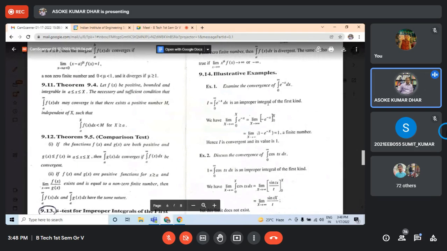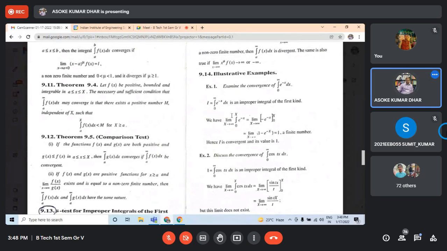Okay, the integral from 0 to infinity of e to the minus x dx, plain integration. Putting this and taking the limit x to infinity. Remember that e to the power minus infinity is equal to 0. So the value is 1, a finite number, so this is convergent.